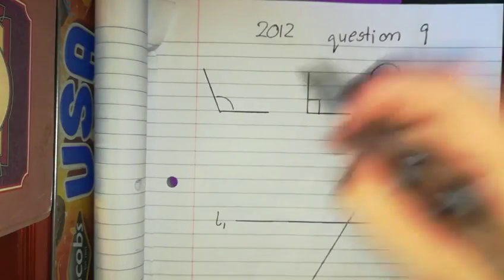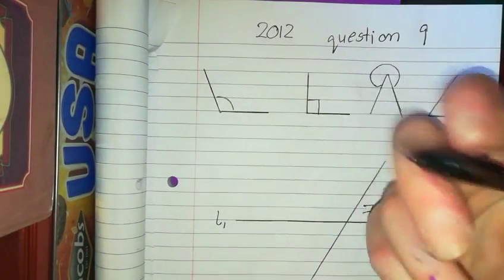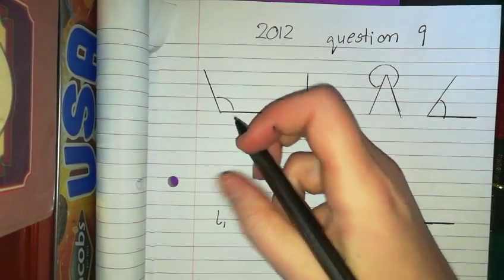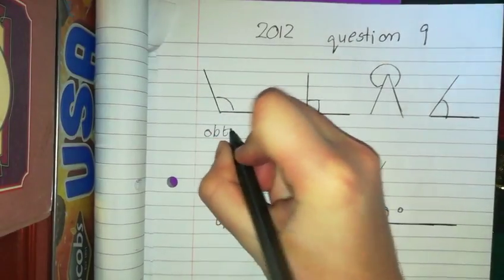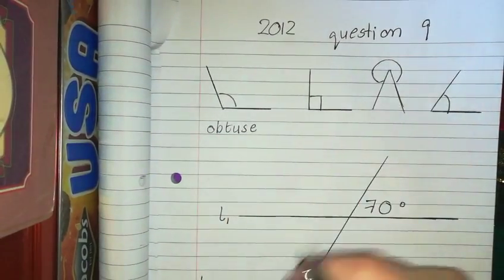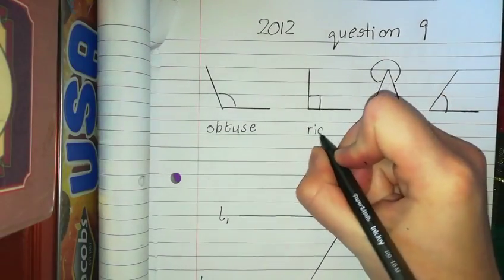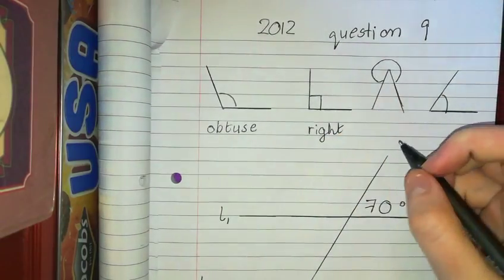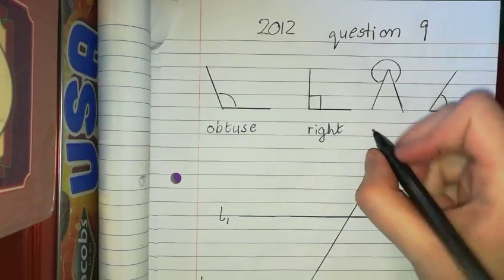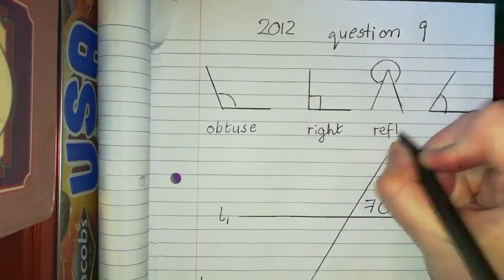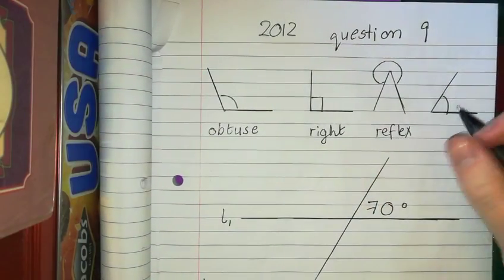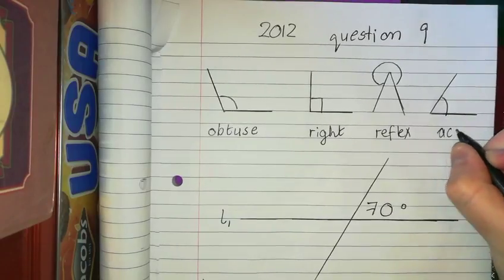So I can see that the first one here, it's greater than 90, but it's less than 180, so it's an obtuse angle. The next one is actually at 90 degrees, so it's a right angle. And then this one here is greater than 180, so it would be a reflex angle. And this one here is less than 90, so it would be an acute angle.